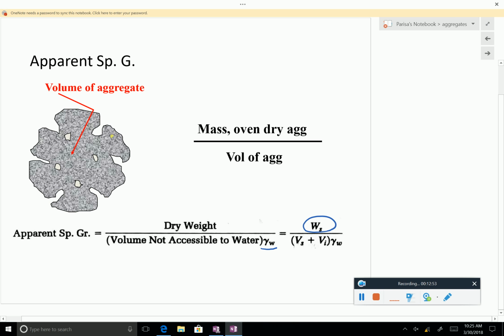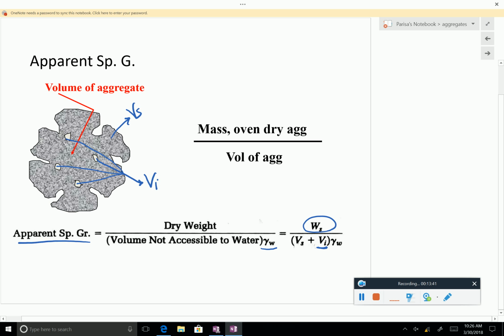It means that you have the volume of solid and the volume of impermeable voids. So those are the voids which do not have any opening to the surface. Water cannot really get into these which are inside. So the voids outside are not included. So that's what VI is for. So here you have the volume which is not accessible to water. So you include the volume of voids which are inside the aggregates, the ones that water cannot get into. That's the definition. And this is called apparent specific gravity.